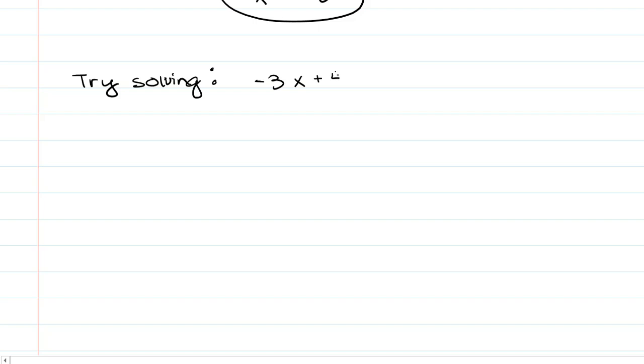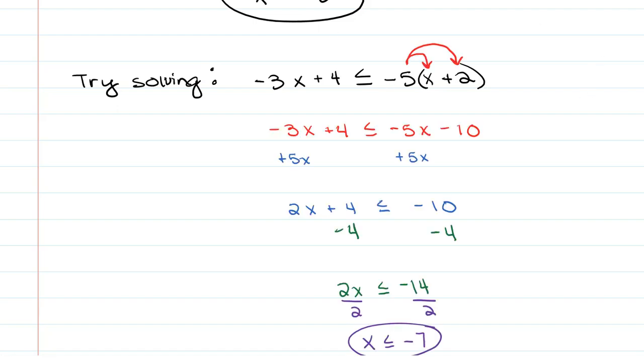Okay, so let's see if we can do what we set out to do, which was solve this inequality. Negative 3x plus 4 is less than or equal to negative 5 times x plus 2. Go ahead and pause the video and try solving that on your own. All right, go ahead and check your answer. I got x is less than or equal to negative 7.